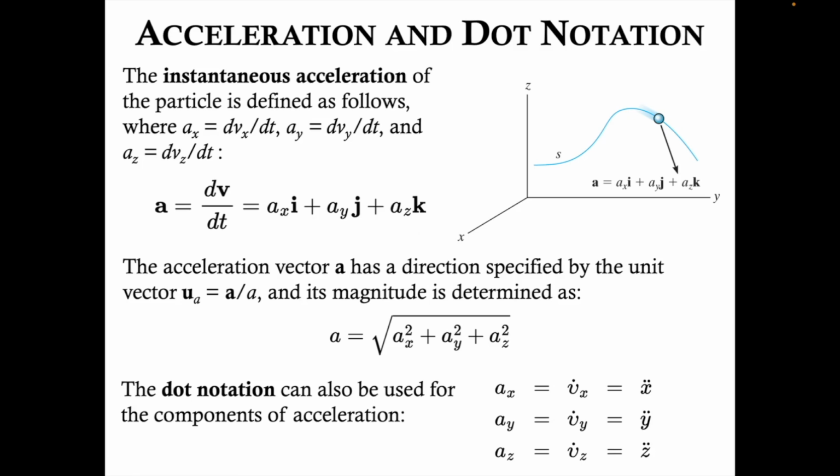The acceleration vector a has a direction specified by the unit vector u sub a equals vector a over scalar a, and its magnitude, the scalar a, is equal to the square root of the sum of the squares of its components. That is, a equals square root of ax squared plus ay squared plus az squared. The dot notation that we just mentioned can also be used for the components of acceleration, where a sub x equals vx dot, that equals x double dot, ay equals vy dot, that equals y double dot, and az equals vz dot, which equals z double dot. One dot is the first time derivative, two dots is the second time derivative, and these dots are always representing derivatives with respect to time in particular.